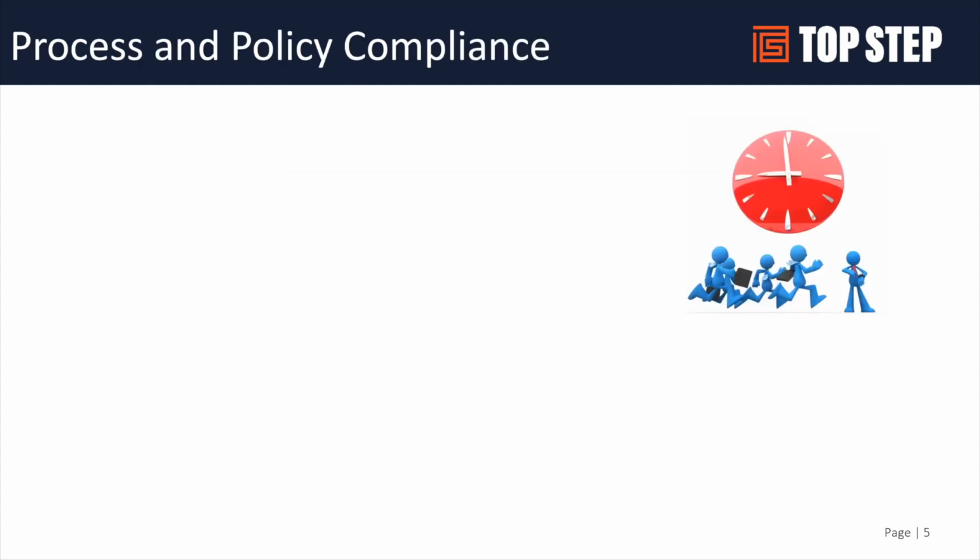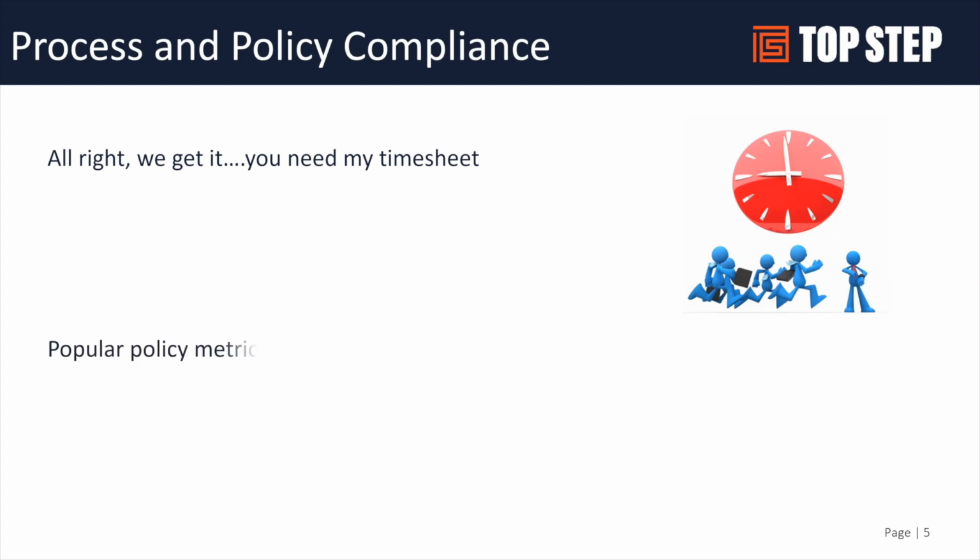Let's start with our process and policy compliance. Well, this is the one that we most hear from customers. It's near and dear to all of our hearts on this webinar. All right, I get it. You need my timesheet, right? The timesheet quandary of getting those in, getting them accurate, getting them timely, and getting them through the process. This is probably the most obvious example of adherence to a process and a policy.